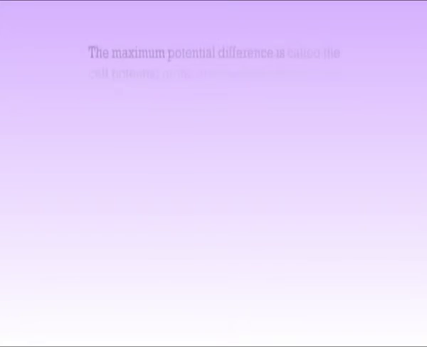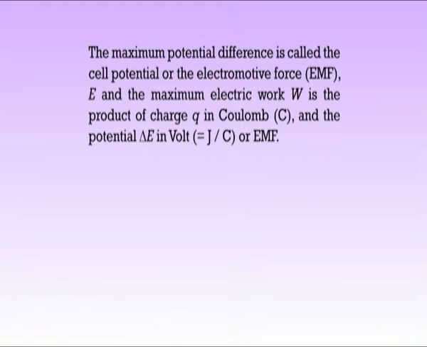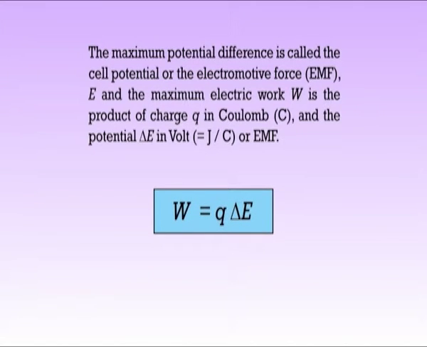In a redox reaction, one molecule is reduced due to gain of electrons and another is oxidized due to loss of electrons. In such reactions, the energy released due to movement of charged particles gives rise to a potential difference. The maximum potential difference is called the cell potential or the electromotive force, which we call EMF, E, and the maximum electric work W is a product of charge Q in coulomb and the potential delta E in volt or EMF. So W equals Q delta E.